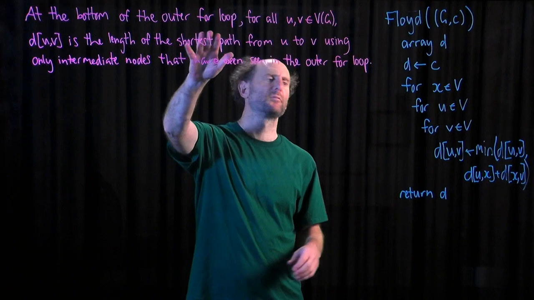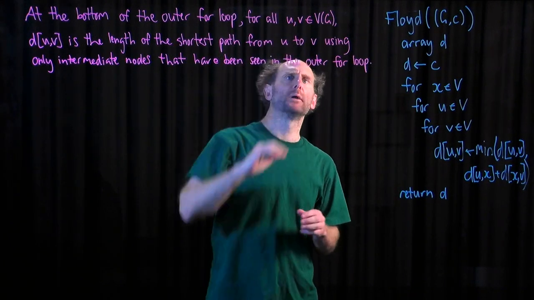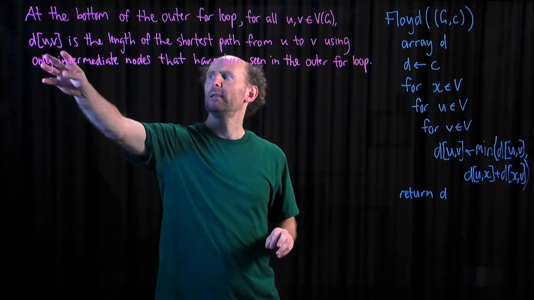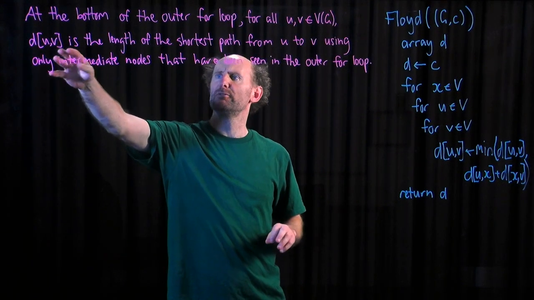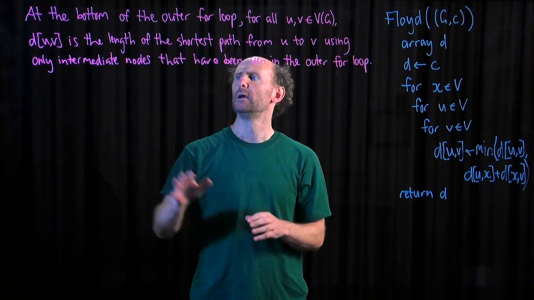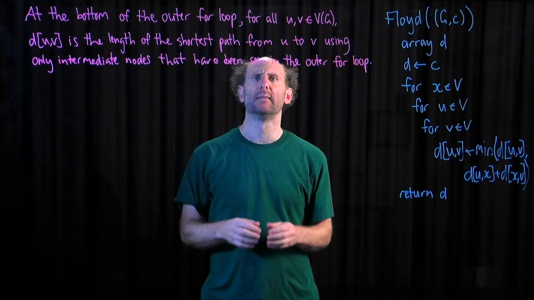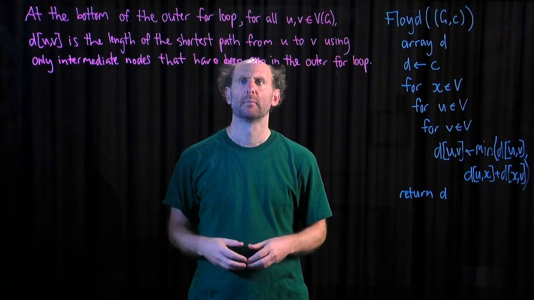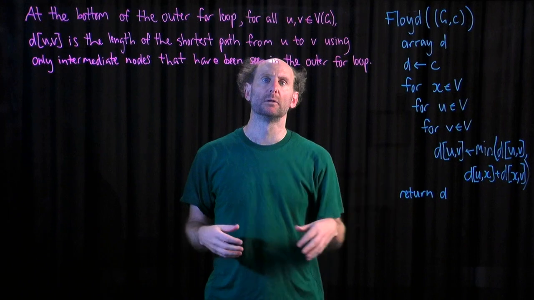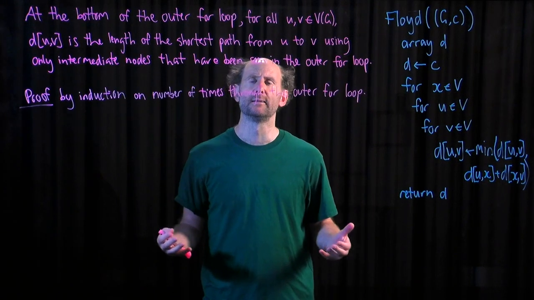At the bottom of the outer for loop, for every u and v in our node set, what we record in d_uv is the length of the shortest path from u to v using only intermediate nodes that have been seen in this outer for loop. And we'll prove this by induction on the number of times through the outer for loop. First, we'll need to define a few things.